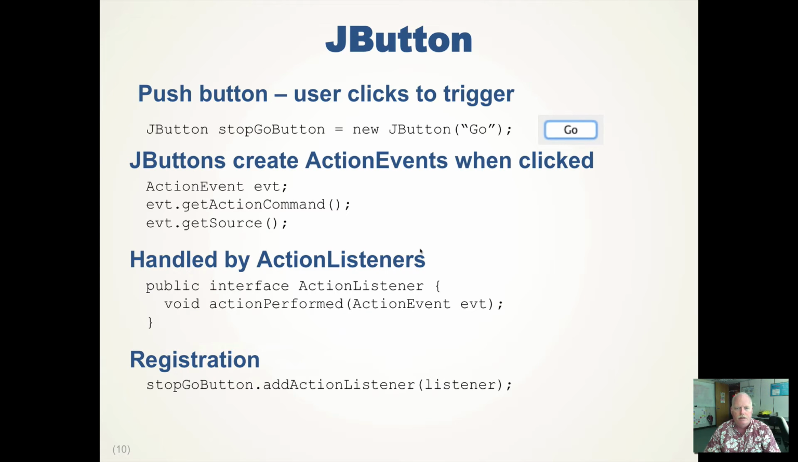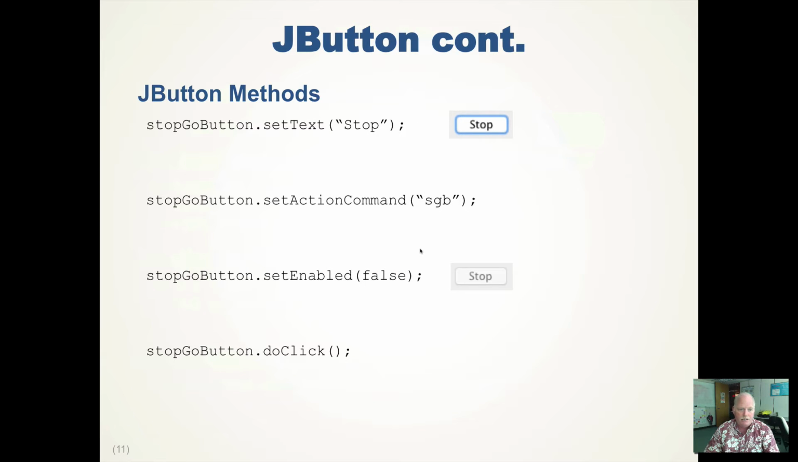Some other useful methods on JButton. You could set the text of the button. So maybe, for example, in that action listener, once you press go, we want to change the button so that it will now say stop. So we would, in the action listener, say set the text to stop.